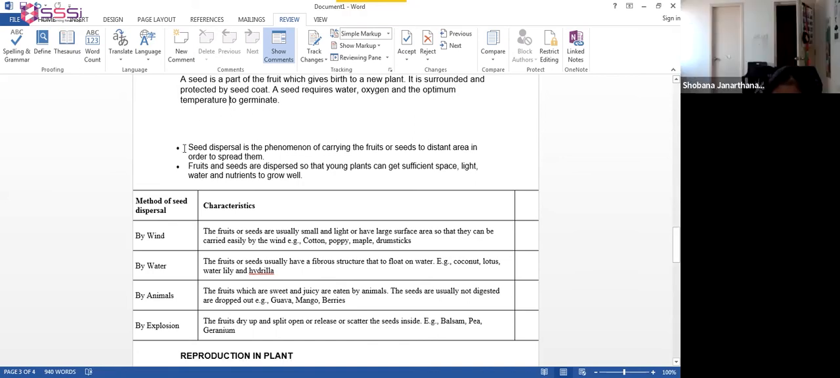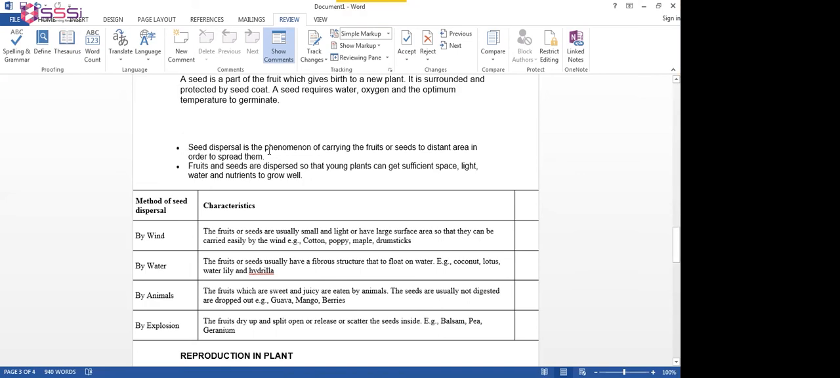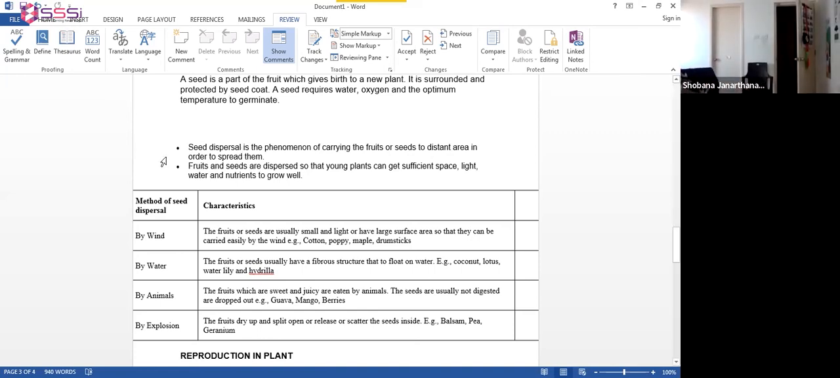Okay, ma'am. So then seed dispersal is the phenomenon of carrying the fruits or seeds to distinct areas in order to spread them, right? Seed dispersal. So seed dispersal is the movement of the seed from one place to another, right? Yes, ma'am.